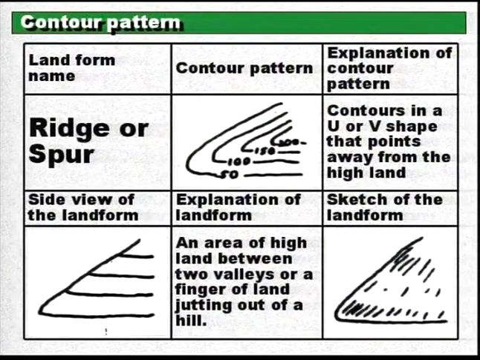Okay, you can check on your handout or worksheet for the explanation of the ridge or a spur, and it tells us that it is supposed to be an area of highland, that's the second last diagram I'm looking at here, between two valleys or a finger of land jutting out of a hill. And that is the explanation that should go with the side view and the sketch.